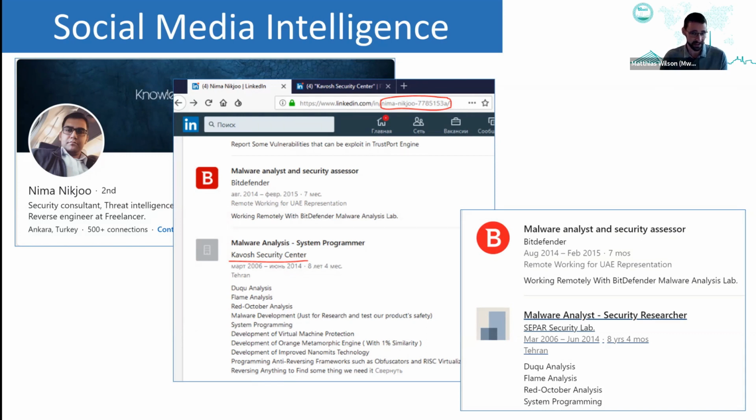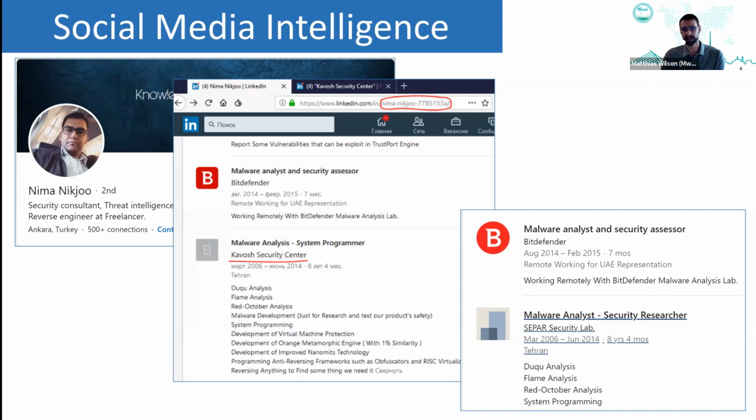So the question for me as an analyst is why did this change? Why did he make this change? Everything else is the same. Malware analysis, software, system programmer, or security researcher. Then he lists the things that he does. The time span is the same. So maybe the company got a new name, or maybe this is also an attempt to hide certain tracks, but a very bad attempt as well.